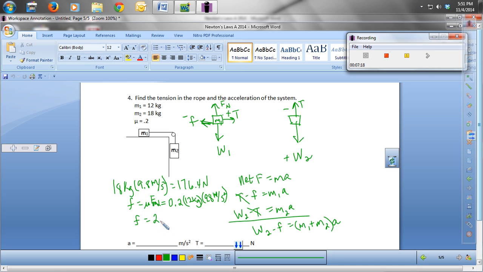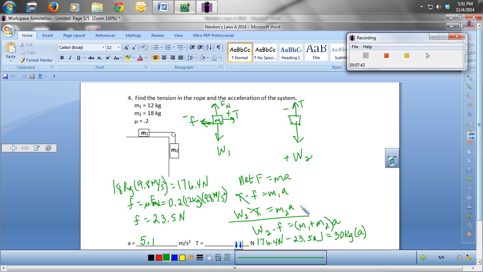So 23.5. So now I have 176.4 minus 23.5. M1 and M2 are 12 and 18, which adds up to 30 kilograms, times A. So when I solved for my A, I got 5.1.